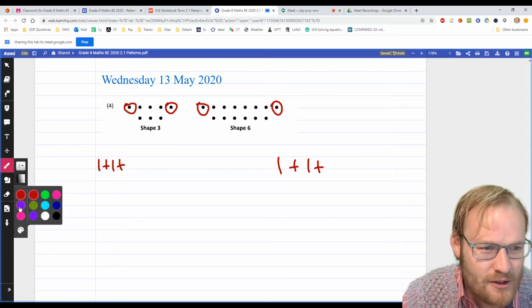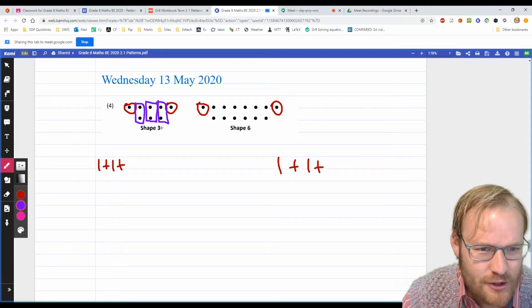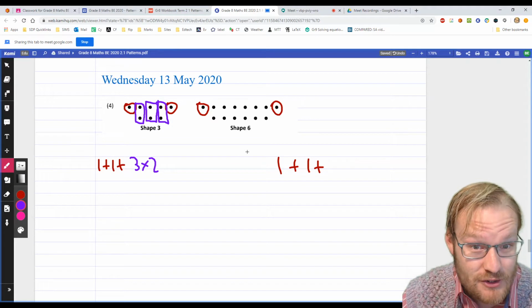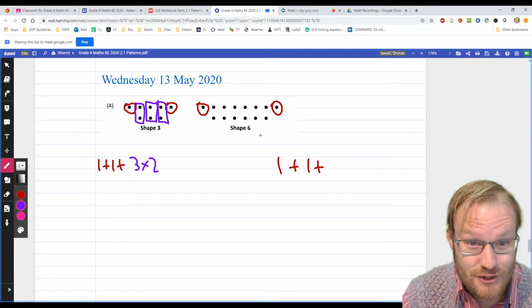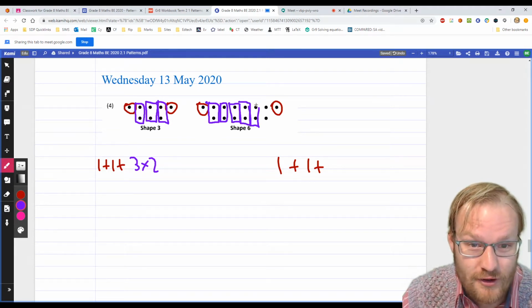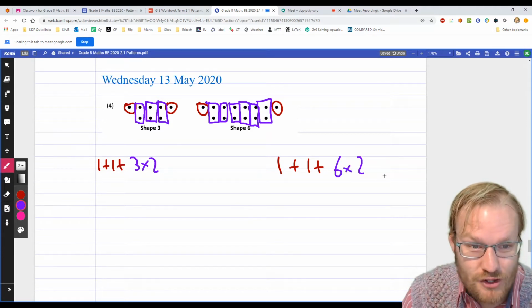And then I go, well, what else is there? It looks like I can get these groups of 2. In this case, there are 3 groups of 2. Now let's see what it looks like in shape 6. I'm really doing this on the fly. In this one, how many groups of 2 do I have? 1, 2, 3, 4, 5, 6. So in this one, those 2 little ears or antenna on the outside, plus 6 groups of 2.